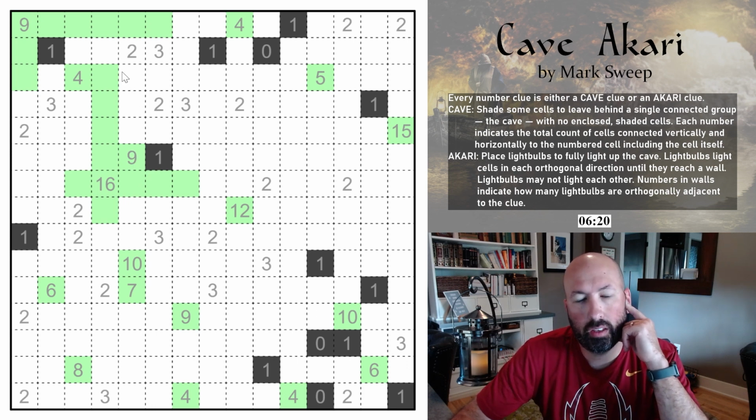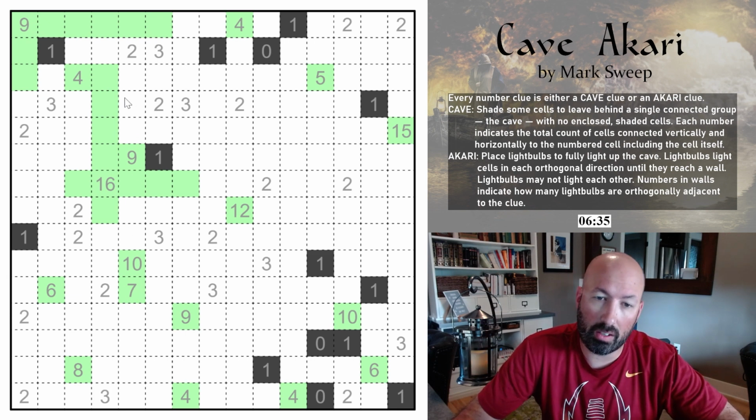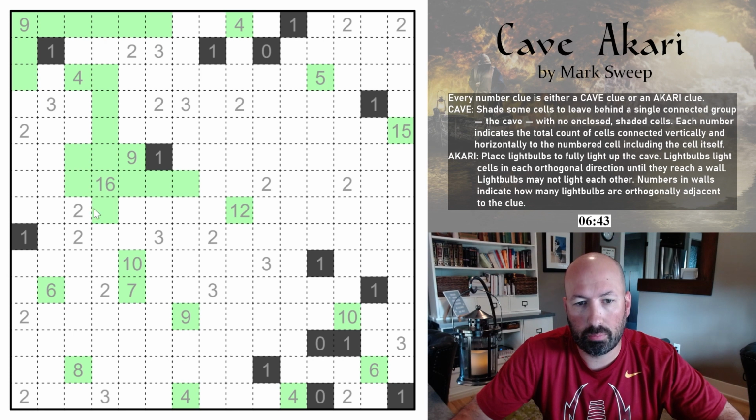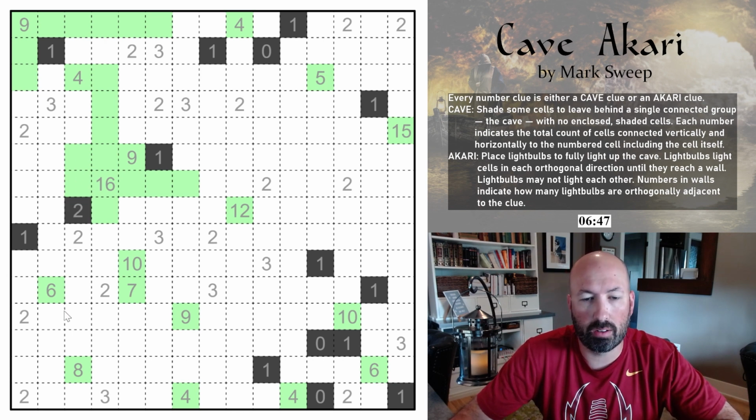So in the vertical direction, if we don't connect to the 7 down here, 1, 2, 3, 4, 5, 6 is the most it can get. If it does connect to the 7, 7 is the most it can get. So the most we can get vertically with the 9 is 7, 8, 9. So it's got to have those. Now this 2 right here clearly cannot be cave because it's going to have 4 just immediately. So this has to be part of the wall.